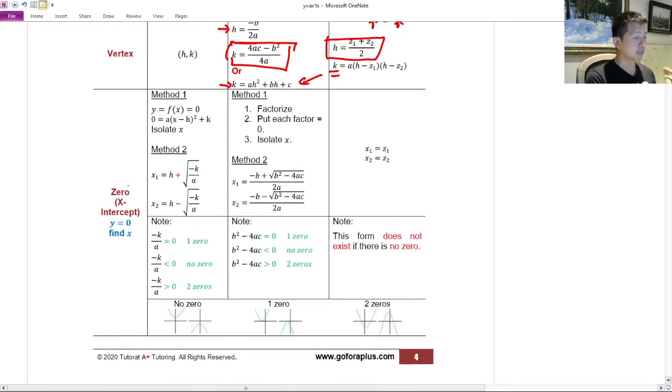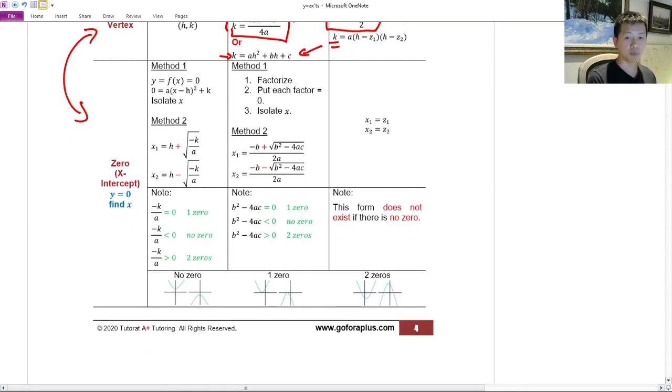Now, to find the x-intercept, so this zero thing is actually the most important. So that's why I put it into a special table here, to find these two things first all the time. Method 1, using the standard form, to find out my zero is to plug in y equals 0 and isolate x. So put y equals 0 and find out what is x.